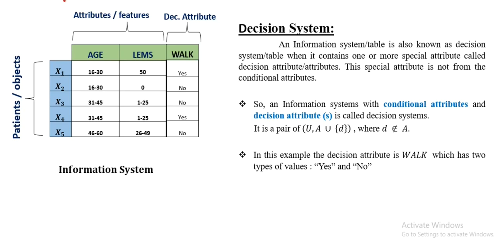And this special attribute is not from the conditional attributes, and it is defined as a pair (U, A union D), where D does not belong to A. In this example, the decision attribute is work, which has 2 types of values, yes and no.